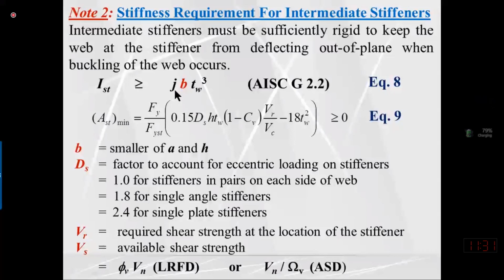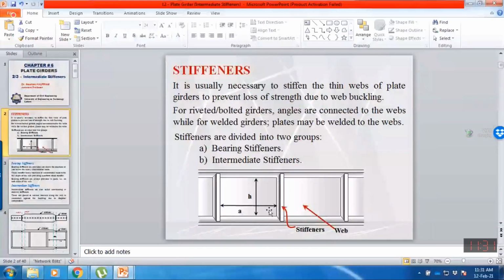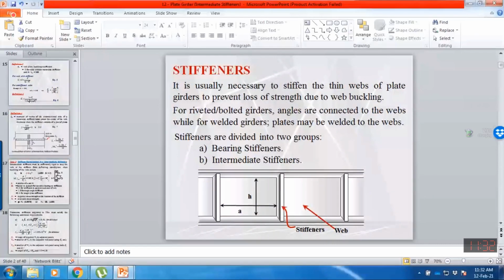Again, let me show you what is the A and what is the H. A is the spacing of stiffener and H is the height of plate girder or depth of plate girder. So A value should be less than 3 times of H. So A should not be more than 3 times of height of plate girder. So B value in most of the cases will be H value. It is the lesser or least dimension of web panel between two stiffeners.